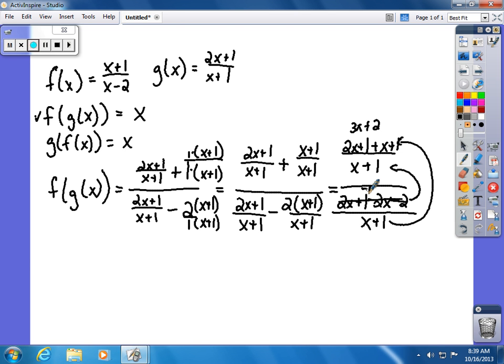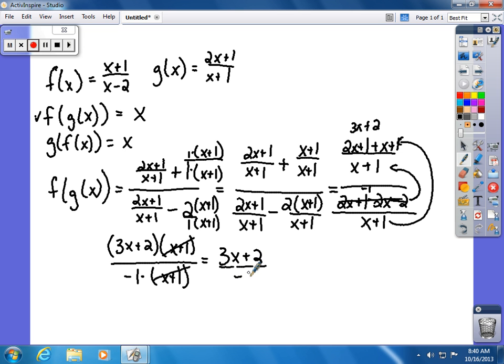So, again, we're going to take this and times this, and I actually would recommend not simplifying things quite yet. So we've got 3x plus 2 times x plus 1, all over, and then we've got a negative 1 times x plus 1. Okay. So now if we simplify these, those will cancel, right? And we're left with 3x plus 2 all over negative 1.